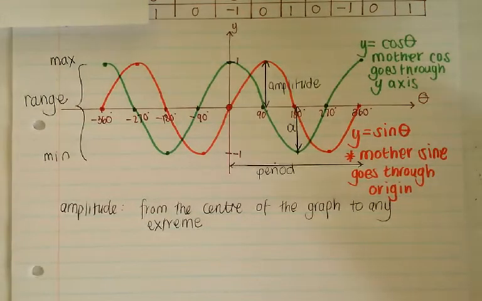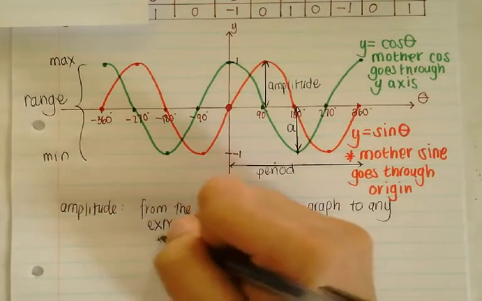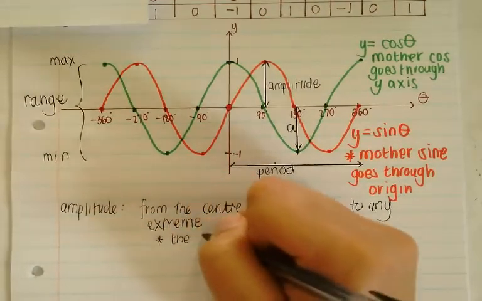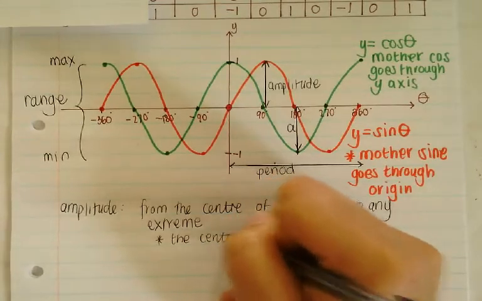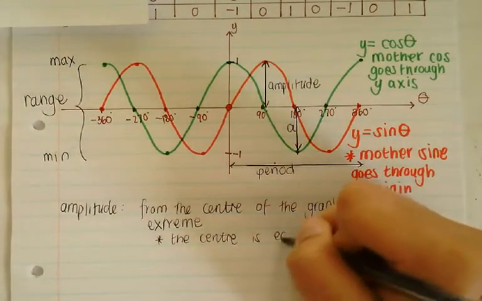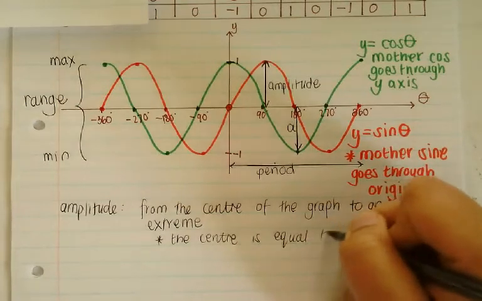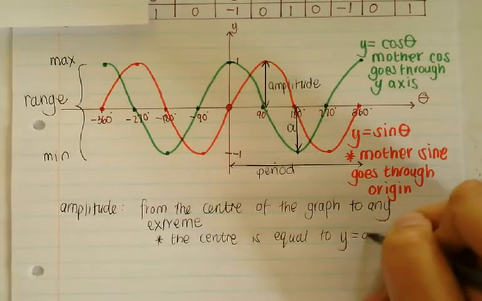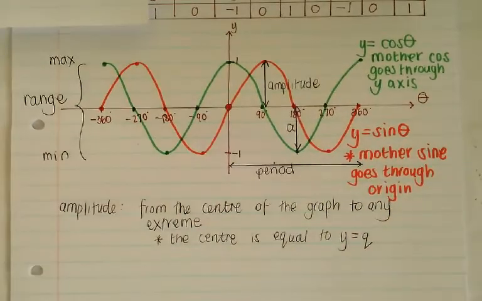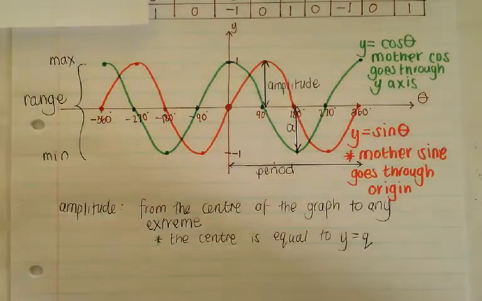Okay? Just note here, the center is equal to y equals q. So whatever the q value is from my equation is where the center of my graph is. So if I had sine theta and nothing else, that means my q value is 0, and that was the center of my graph at y equals 0.